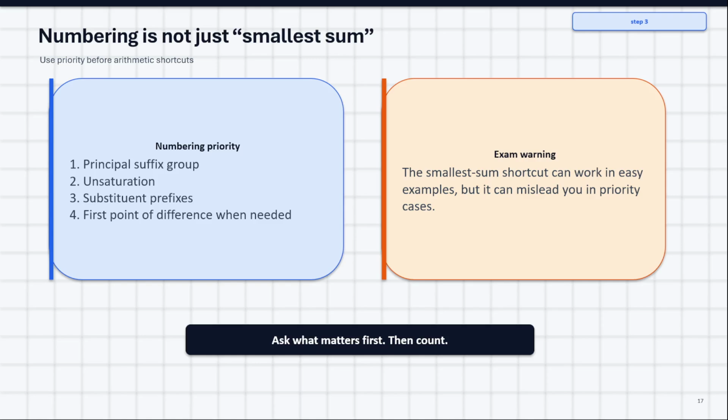The exam warning is that smallest sum is only a shortcut. If you use it without thinking about priority, you can number from the wrong end. Always ask what feature controls the name first.